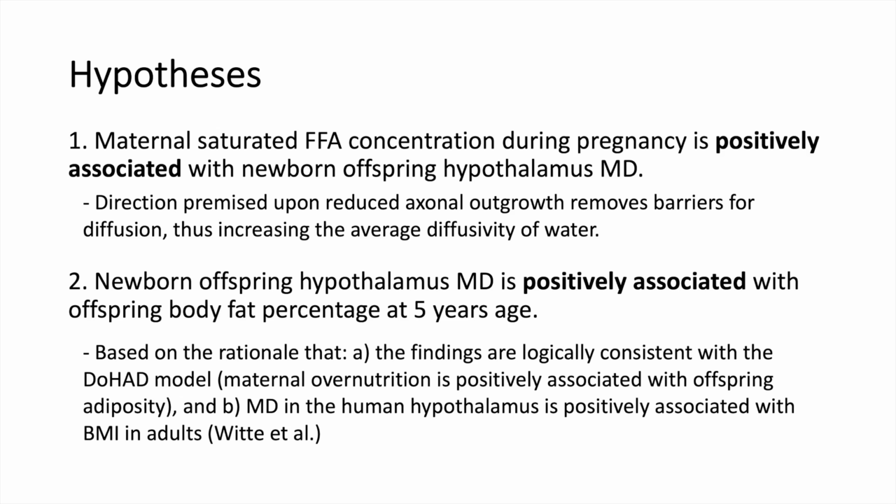Combining three key pieces of evidence: 1. Maternal obesity is associated with elevated concentrations of circulating free fatty acids. 2. Maternal free fatty acids can impact the structure of the developing hypothalamus. And 3. The structure of the developing hypothalamus can be indirectly characterized by diffusion-weighted imaging. We set out to test the following hypothesis. First, maternal saturated free fatty acid concentration during pregnancy is associated with newborn offspring hypothalamus mean diffusivity. And second, newborn offspring hypothalamus mean diffusivity is positively associated with offspring body fat percentage at 5 years of age.